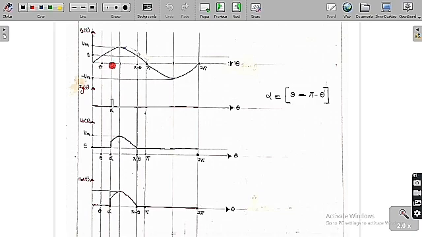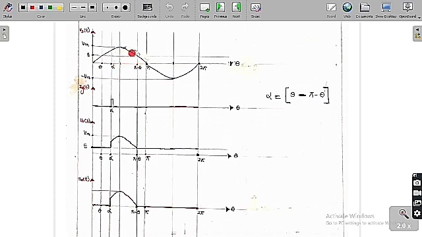Whereas from theta to alpha, Vs is greater than E, but we have not given the triggering pulse. So it will be in the forward blocking mode. Vt of t will be positive, Vt of t is equal to Vs minus E, but it still acts like an open circuit. So V0 of t is still equal to E, and the current will be equal to 0 from theta to alpha.